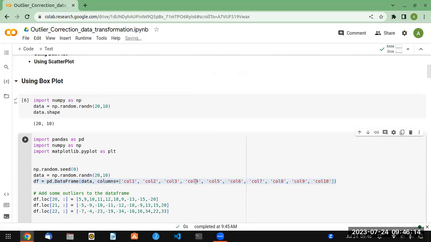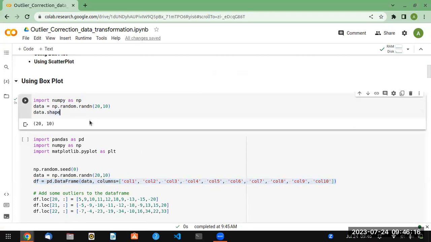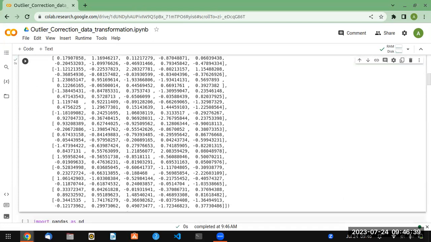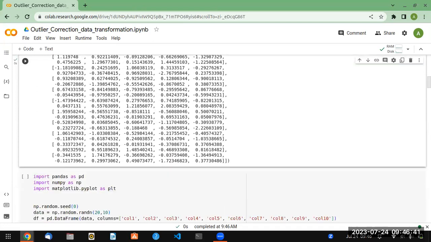How did I add 3 outliers? If you see my data here, can you see the range of numbers we have, from 1 to -1? 2 is also there, and -2 too. So it is about -2 to 2, and very few values go beyond that, because we are taking this from a normal distribution.